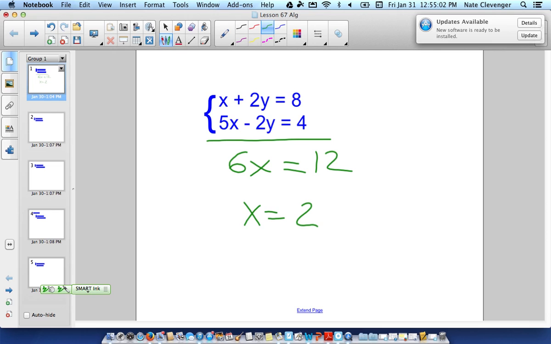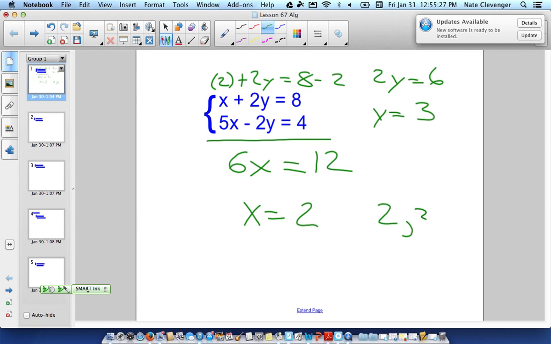Then you take that value for x and you're going to have to plug it back in. Now this is a little harder at this point than in substitution, because we have to take and plug that in. I'm going to put it in here. So we have 2 plus 2y equals 8. And then we subtract that 2 from 8. You have 2y equals 6, y equals 3. So your ordered pair is 2, 3.